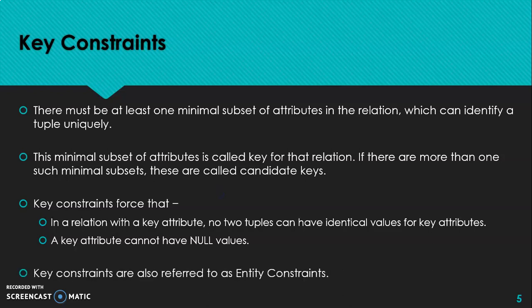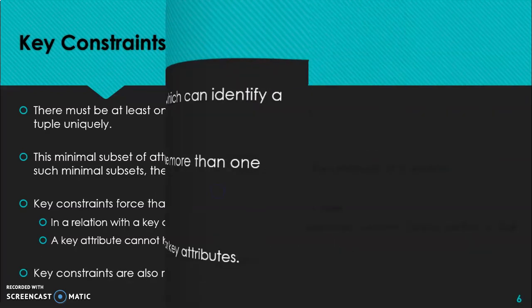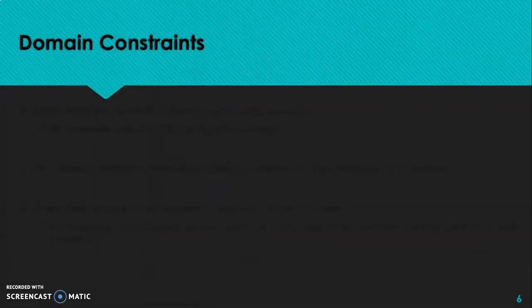Key constraints are also referred to as entity constraints because this is related to the entity and how to identify that entity. So key constraints are referred to as entity constraints. Then we have a domain constraint.